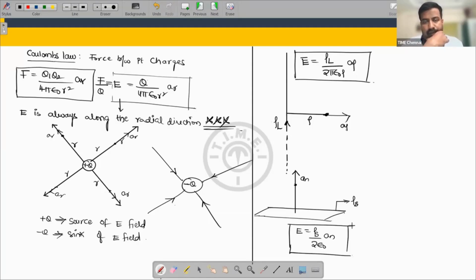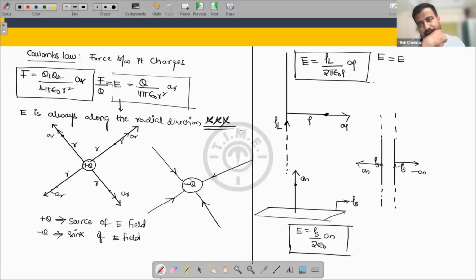Now, if you take two sheets of charges side by side, it acts like a parallel plate capacitor, provided one carries charge rho s, other carries charge minus rho s. Now you have equal and opposite charges separated by some distance, forming a parallel plate capacitor. And this is an normal, this is minus an.